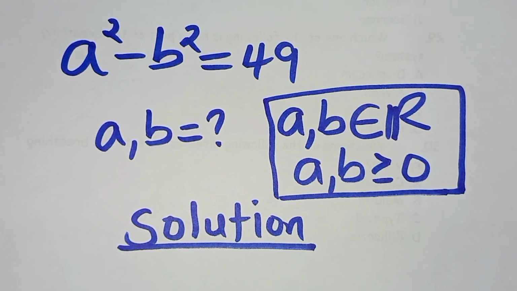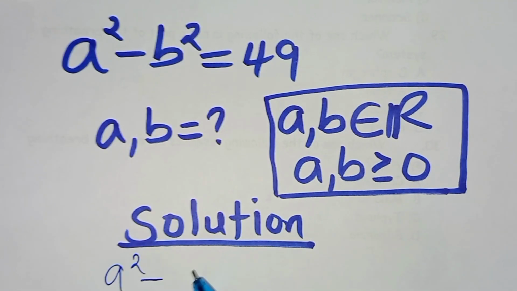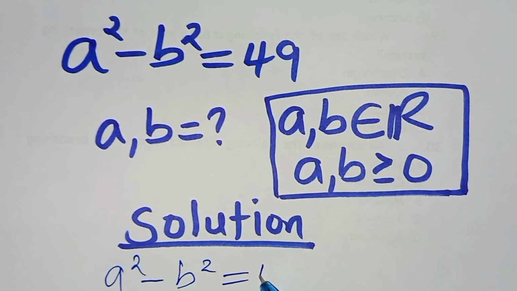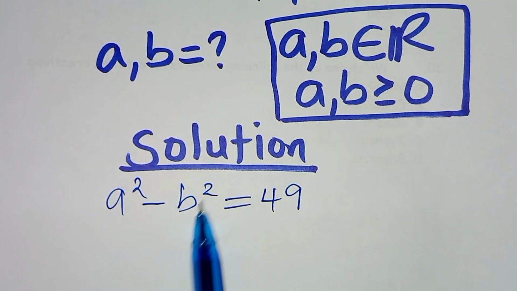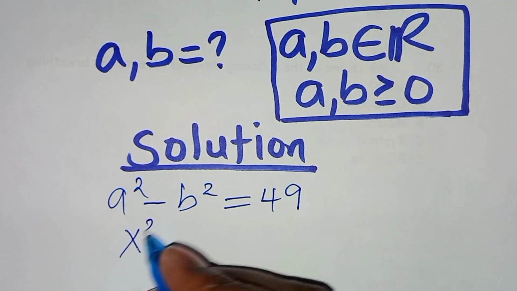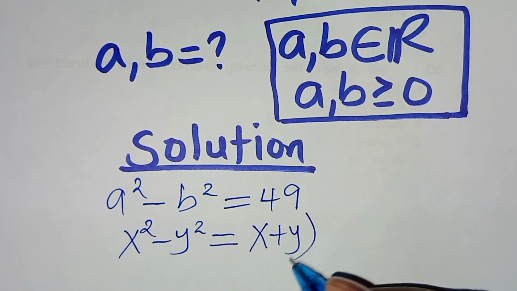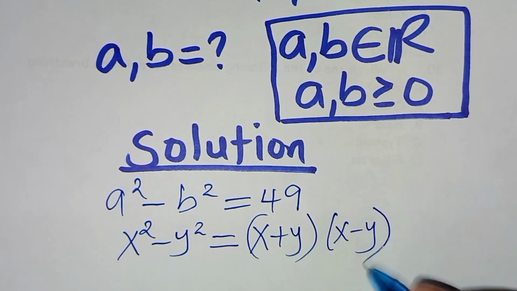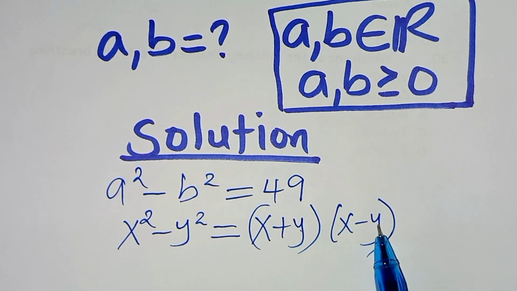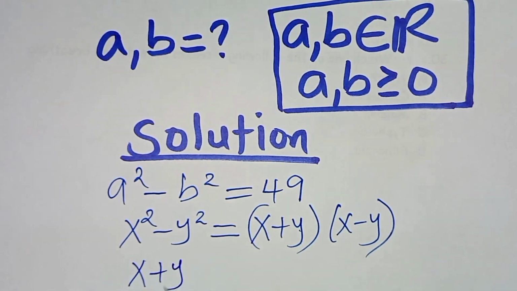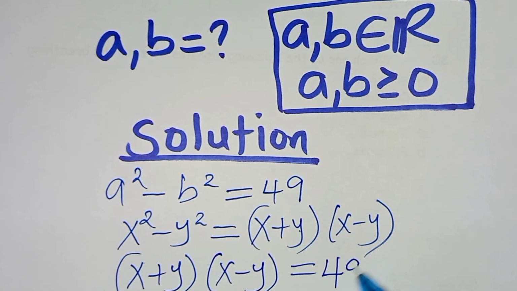Now, solution to this problem, we have a squared minus b squared equal to 49. Now, a squared minus b squared is of the form x squared minus y squared, which we can express as x plus y, x minus y. So this is a difference of two squares. So that means x plus y, x minus y is equal to 49.